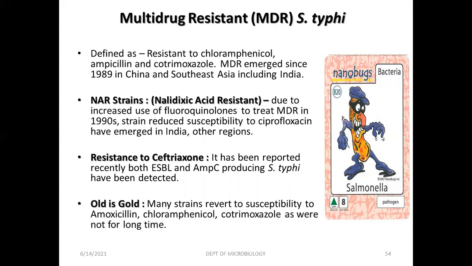Another concern is resistance to ceftriaxone, which has been reported recently. Both ESBL and AmpC producing Salmonella typhi have been detected. Old is gold: strains revert to susceptibility to ampicillin, chloramphenicol, and cotrimoxazole as well, but not for long.